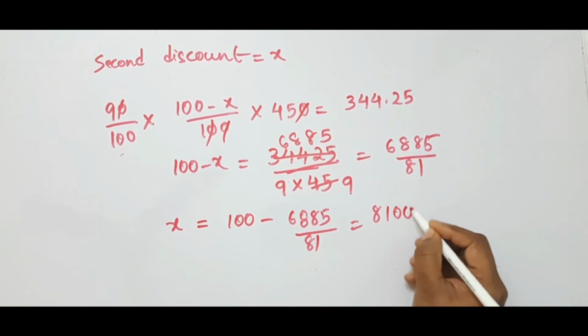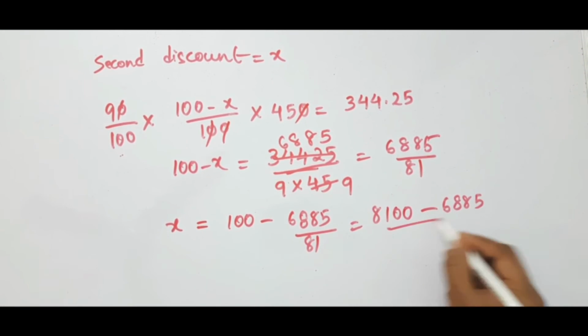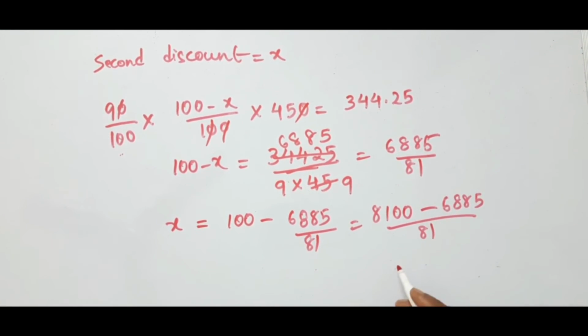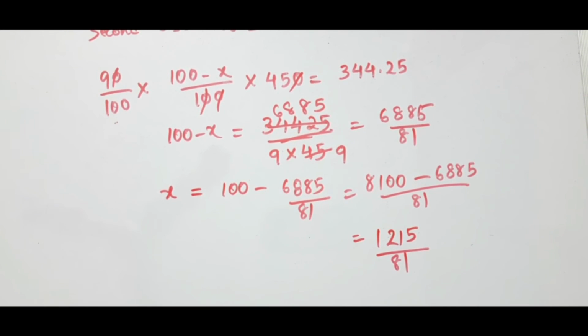So this is equal to 8100 minus 6885 by 81. If you subtract, we'll get 10 minus 5 is 5, 9 minus 1 is 1, and you will be again with 9. 9 minus 1 is here 0, right? So 10 minus 8 is nothing but 2, and here 7. 7 minus 6 is 1 by 81. So we got 1215 by 81.